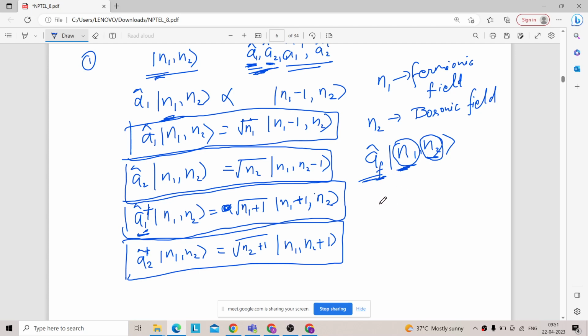So similarly, if you operate a bosonic creation operator, then it can't change the fermion number. It will change the boson number. Right. So they are independent of each other. Right.